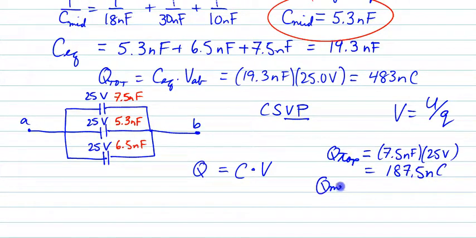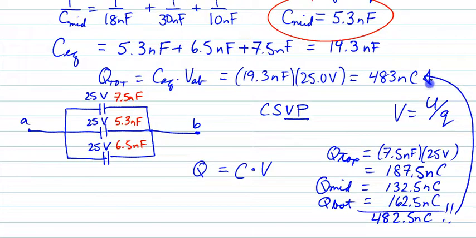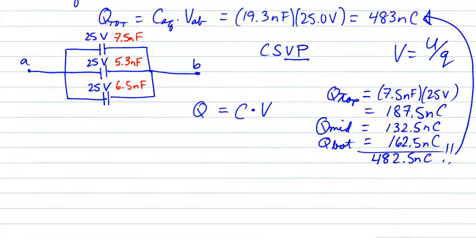We could say the charge that flows to the middle is going to be 132.5, and I'm skipping the math, but it's 5.3 times 25. And then the charge that flows through the bottom is going to be 162.5, and when you add those all up, you get 482.5 nanocoulombs, which is good because we said that the entire charge flowing through a circuit is about 483, and I rounded a little bit with that 483.